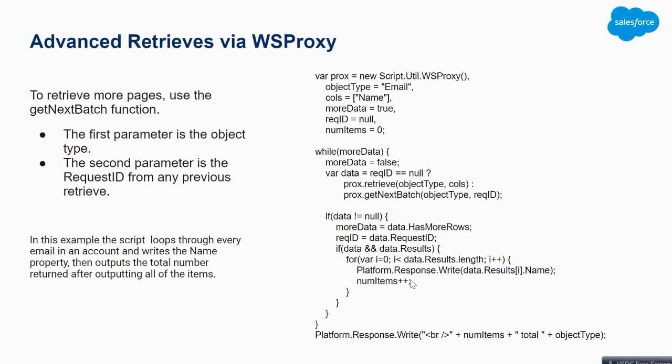And here you are actually printing that information. So if data and data results, then in a for loop you are actually looping through the data.results, and you are printing all the names of the emails that are present in SFMC. And this will continue until this more data turns into false and there is no more data available. So this is it.